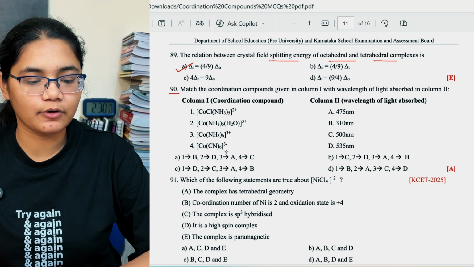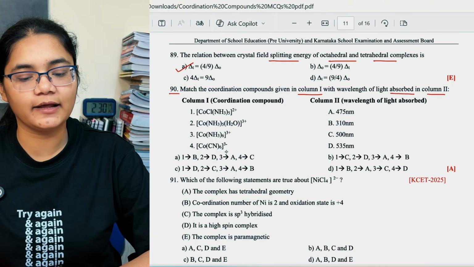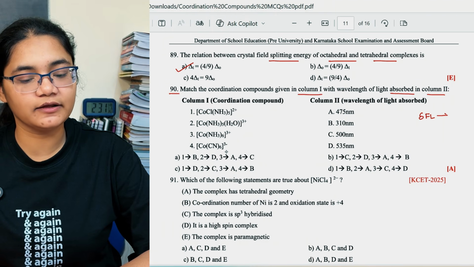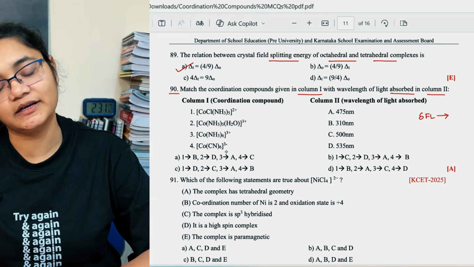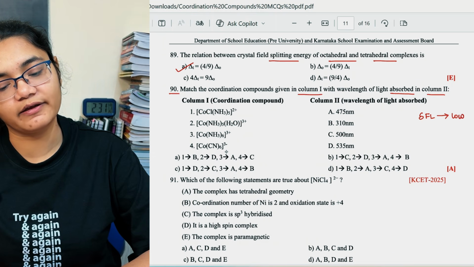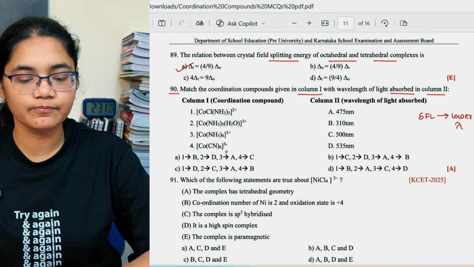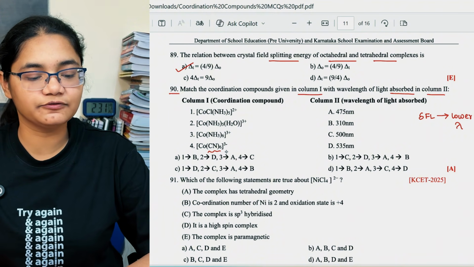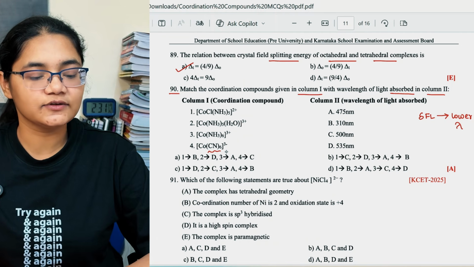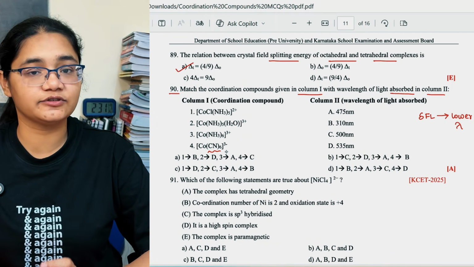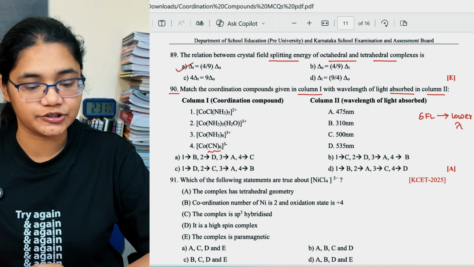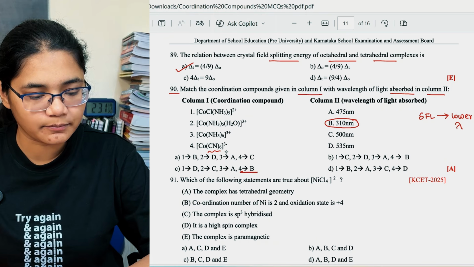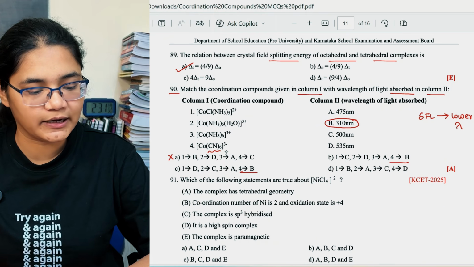Now see question number 90. Match the coordination compound given in column 1 with the wavelength of light absorbed in column 2. Remember that if there is a strong field ligand, splitting will be more, and if splitting is more, it will absorb light of lower wavelength. If CN is the strongest field ligand out of all the ligands, it will absorb the lowest wavelength and highest energy. So this will be option number B. So 4 has to be B, which is there in 2 options. I can eliminate the other 2.